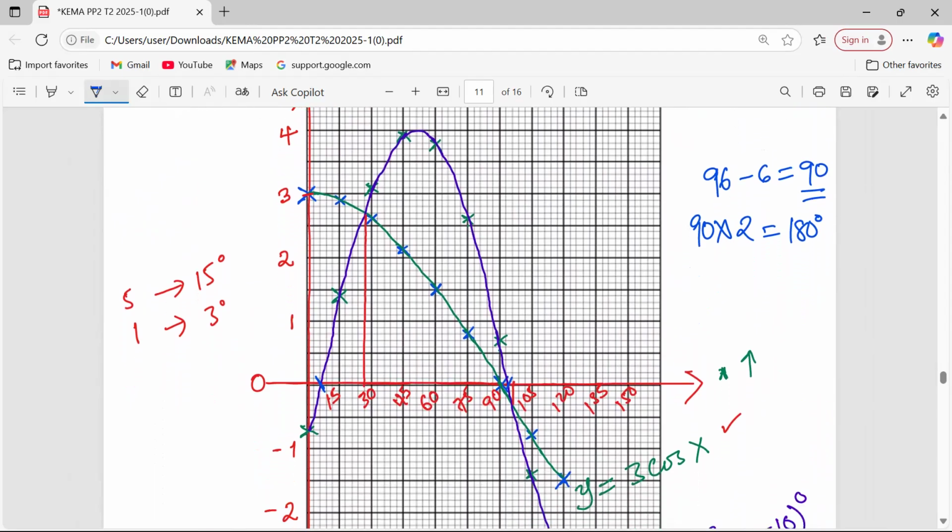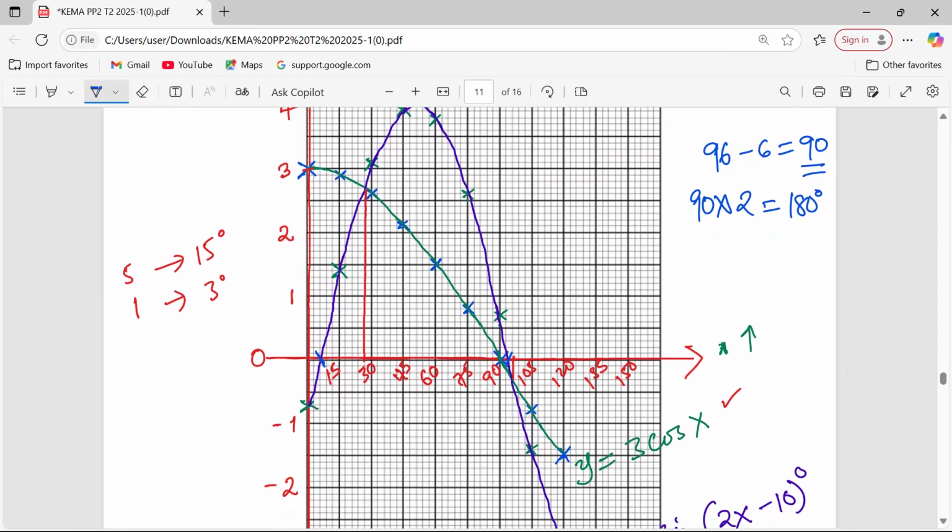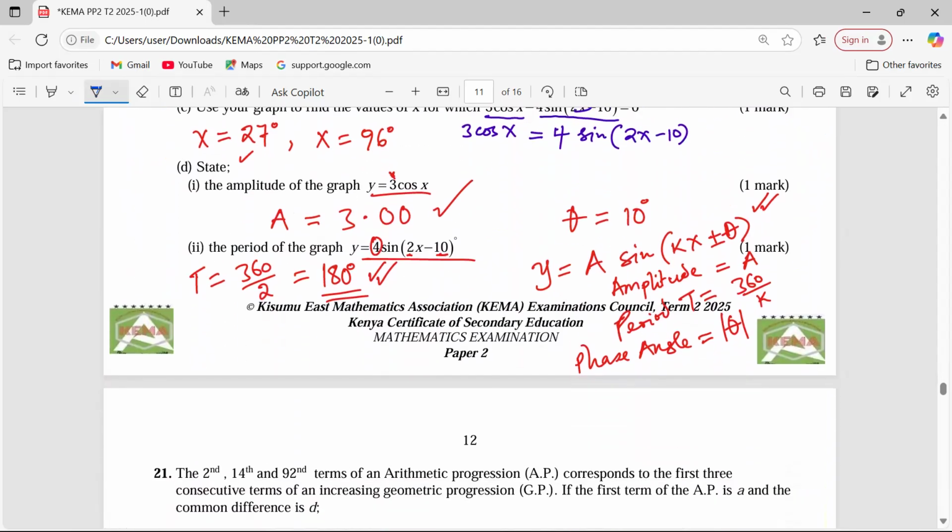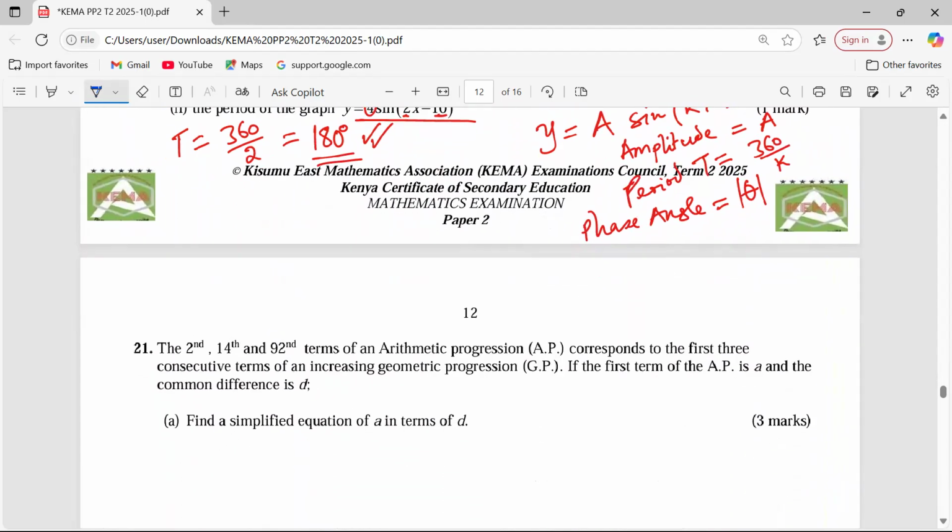So half a wavelength is going through an angle of 90, meaning that a complete wavelength would go through an angle equivalent to 180. So that's how we could have read it from the graph. That's how we interpret the curve.